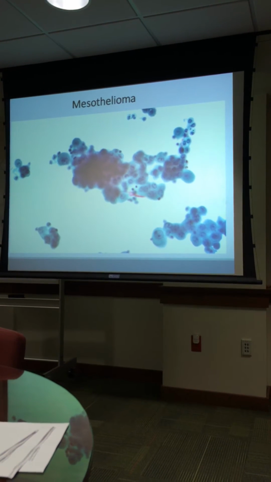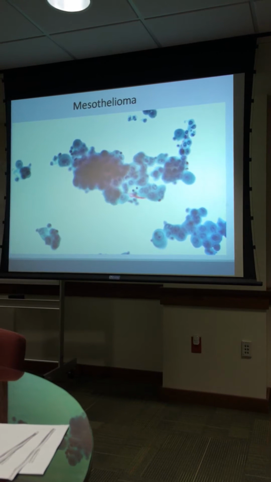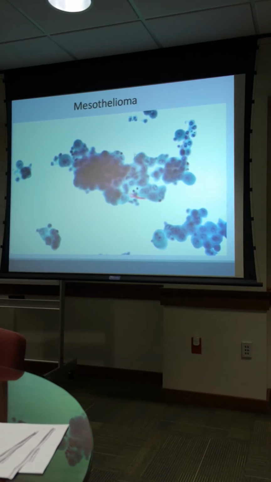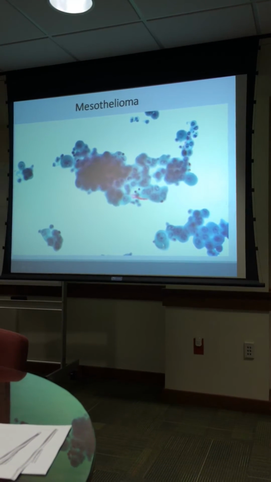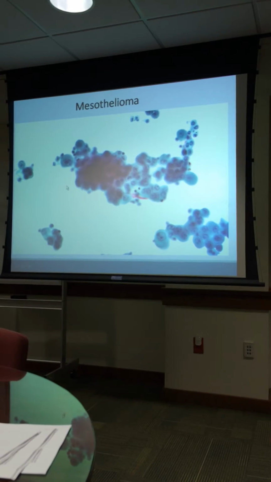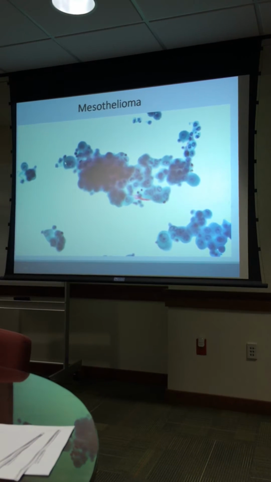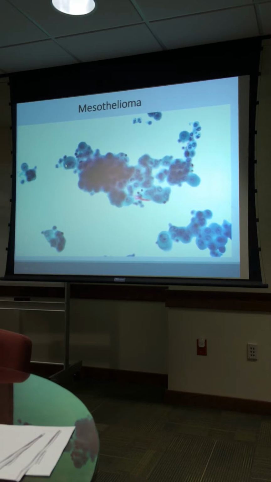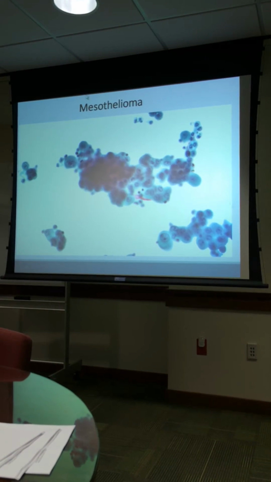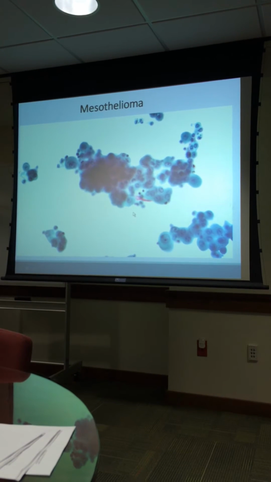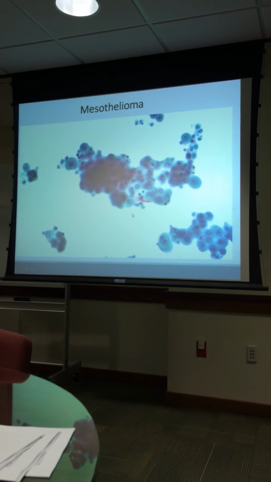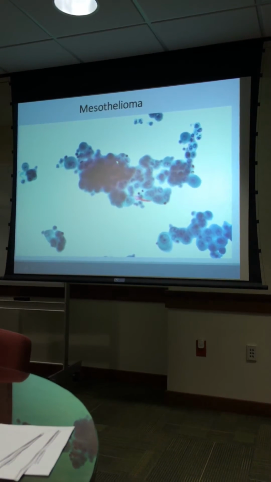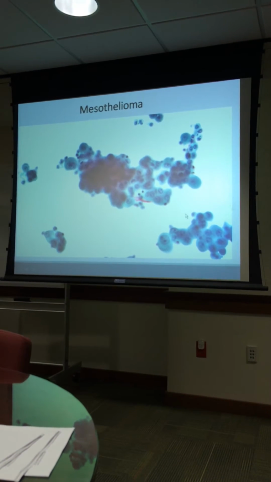Some people have asked about mesothelioma. These specimens are typically more cellular. The cells look a bit more atypical, but it still has a look similar to normal looking mesothelial cells. Again, it's very difficult to identify or to diagnose mesothelioma in a body fluid. Again, the key thing is that it's cellular. You have three-dimensional groups of mesothelial cells.